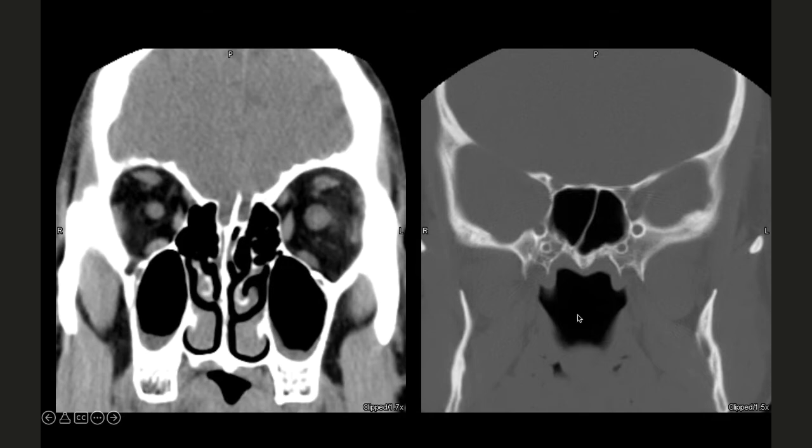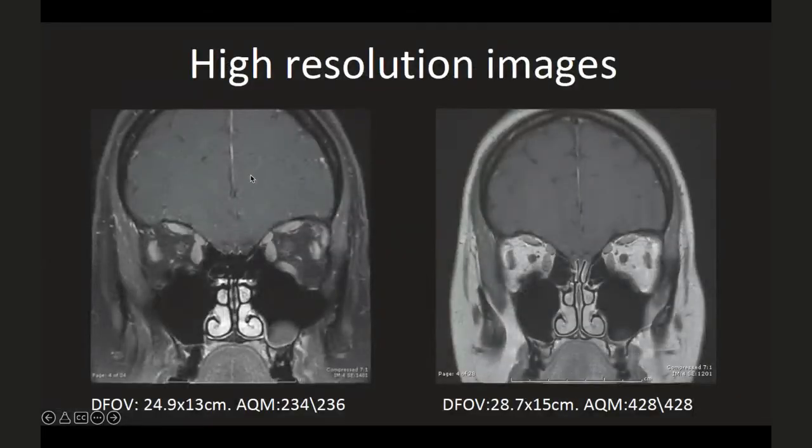Look at the bone algorithm, how clear all the bony detail is, and this is my soft tissue algorithm. I've not tweaked the window level. I just obtained it at that algorithm, okay? So this would be your high resolution orbital studies.